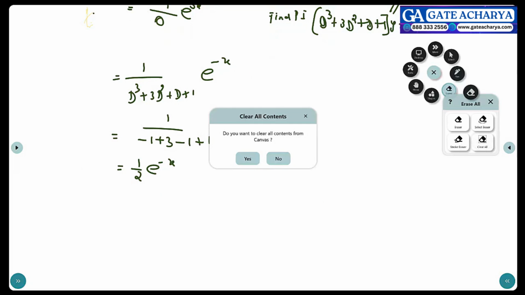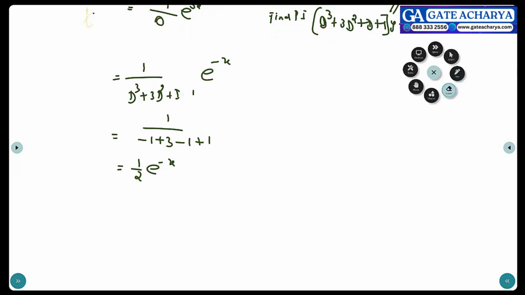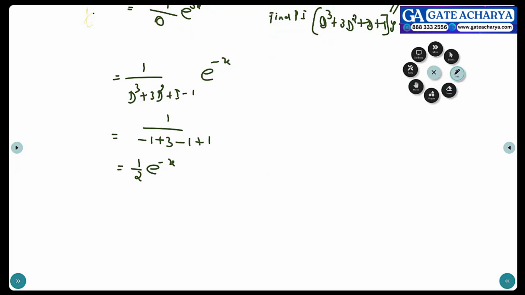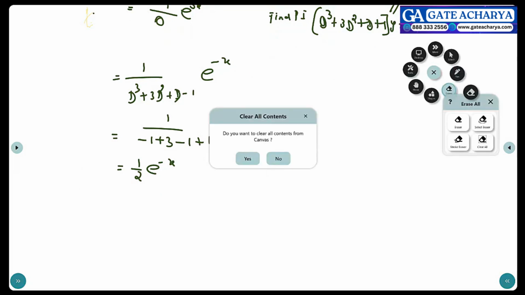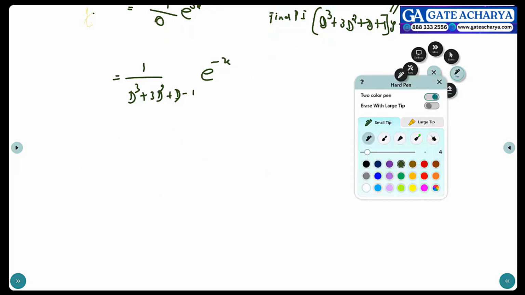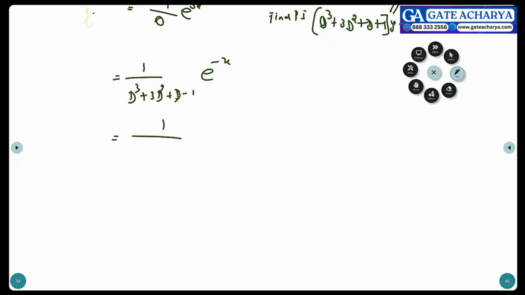Suppose it is minus 1. What happened? To proceed with this, suppose it is minus 1: 1 by minus 1 cube is minus 1, minus 1 square is plus 1, 3, minus 1, into e power minus x. So 0, 0.